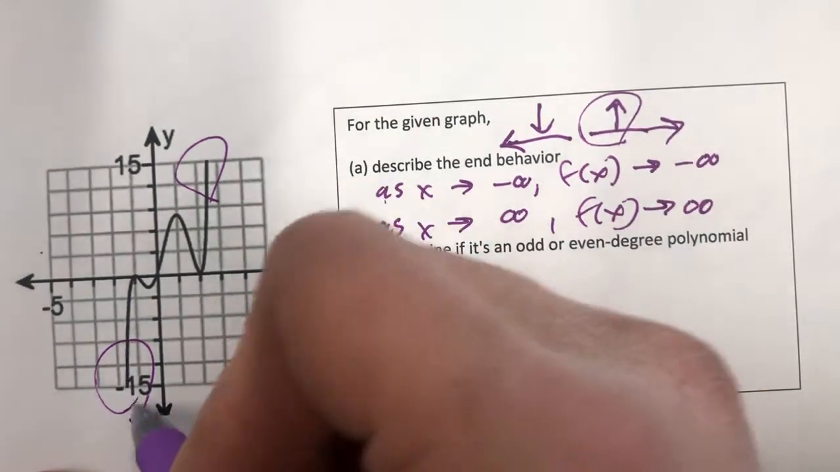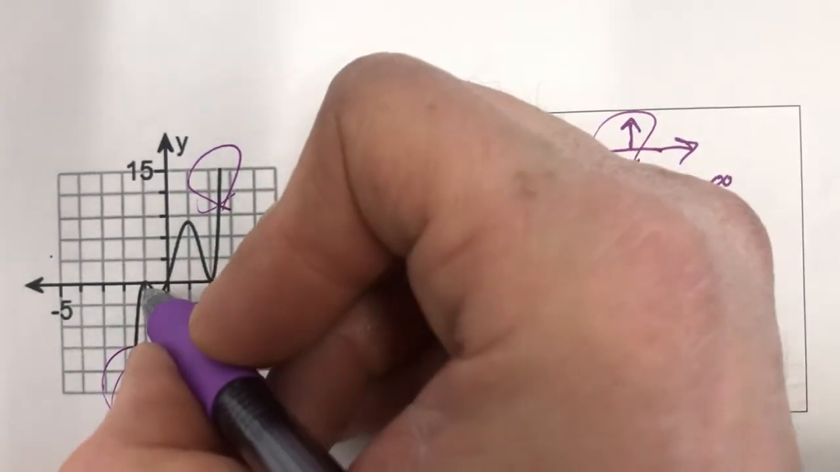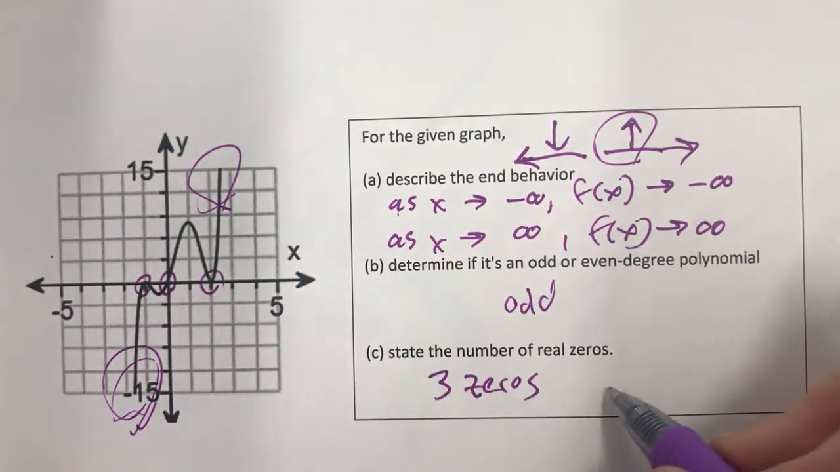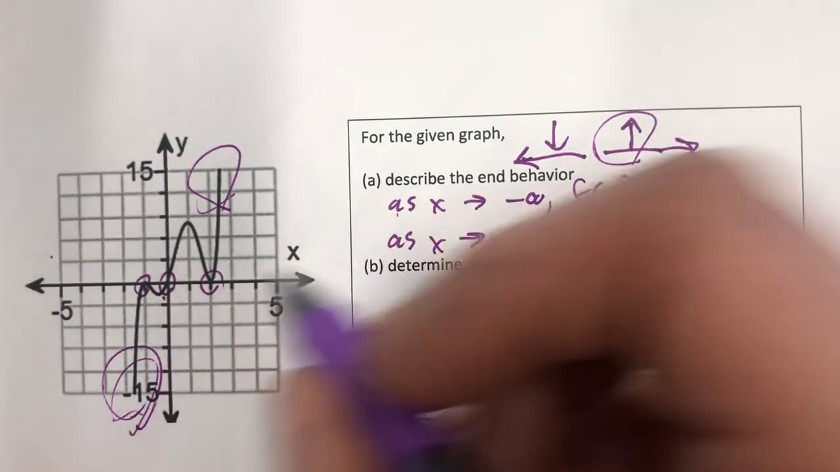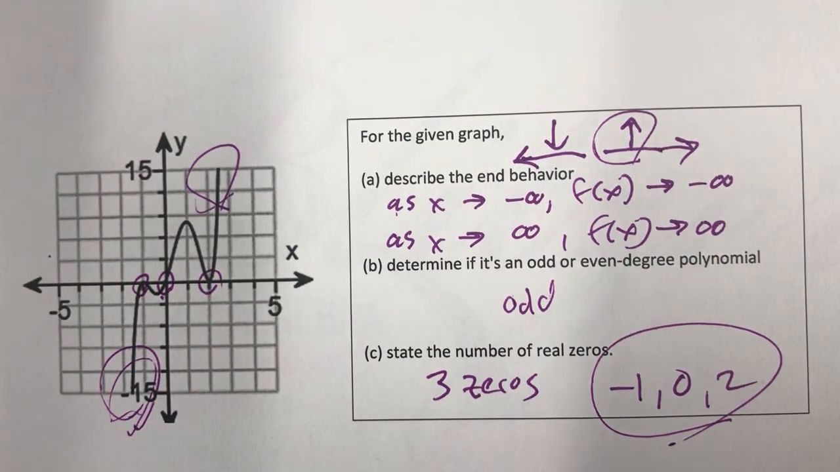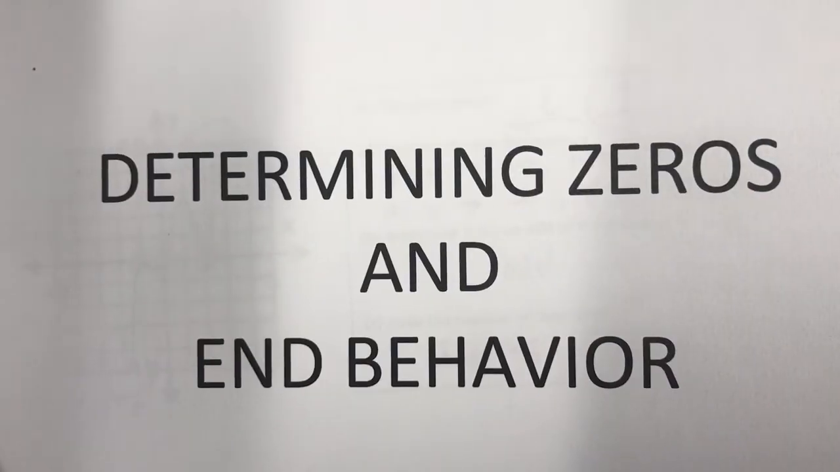And now, is this odd or even? Well, this one's down, that one's up, so that's odd. And the number of zeros looks like there's 1 there, 2, it looks like 3 of them, 3 zeros. This looks like -1, this looks like 0, and it looks like 2. There's my zeros. Okay, so that's how it is. It's really simple stuff. So that's determining zeros and your end behavior.